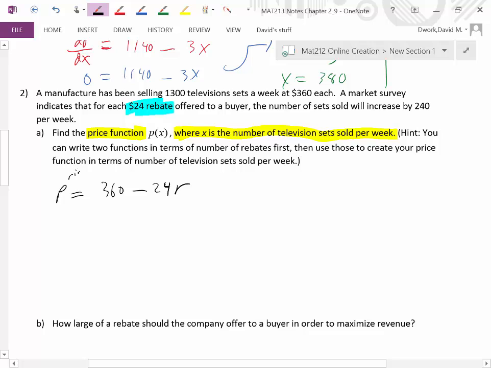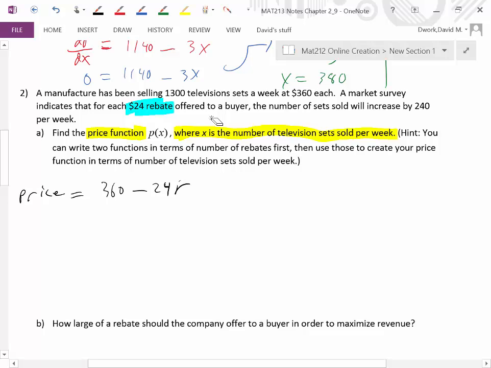Yay! Except there's one little problem. It looks like P raised to the... price. There's one little problem: we want it in terms of X, not in terms of R. So let's see what we can figure out. This is where the substitution method really comes in handy. What is R? R is the number of rebates. If we can come up with another equation that has something to do with rebates and X, then we can substitute in, and you'll see in just a second.